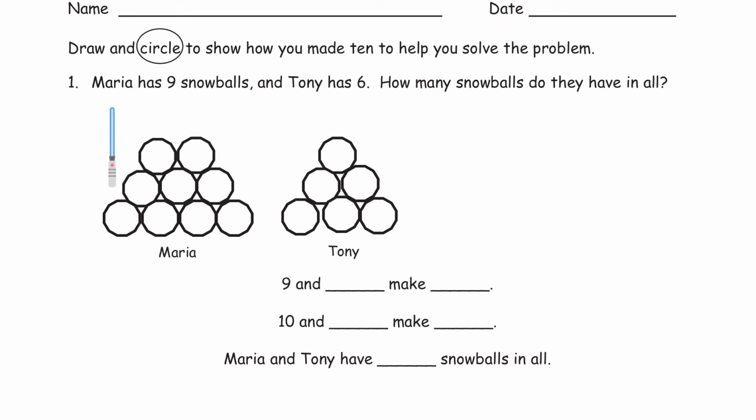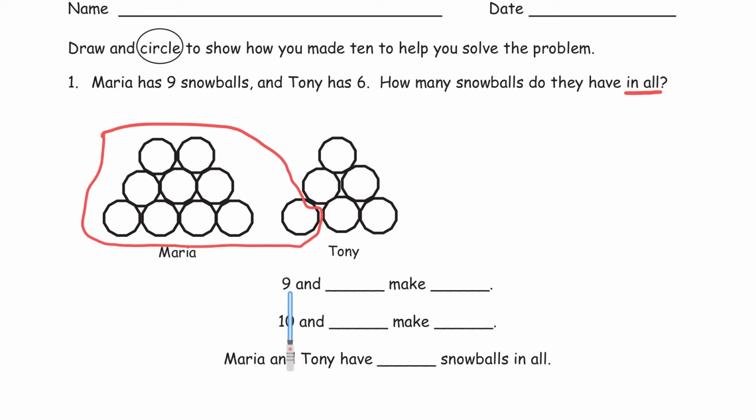So we've got Maria has 9 snowballs. Here's Maria's snowballs. And Tony has 6. Here are Tony's. How many snowballs do they have in all? Do you remember talking about this yesterday? Anytime we have an in all, that means we're going to be adding it up. That's all together, all the snowballs. Well, we know Maria has 9, so we only need to add in 1 more to that 9 to make it 10. So let's make that group of 10 really quick. So here we go. We're going to circle in. All right, so there's our group of 10 snowballs.